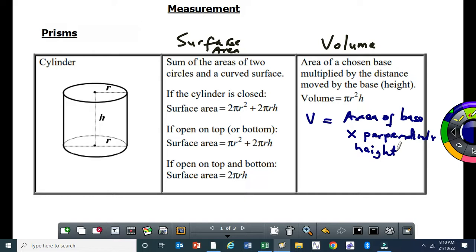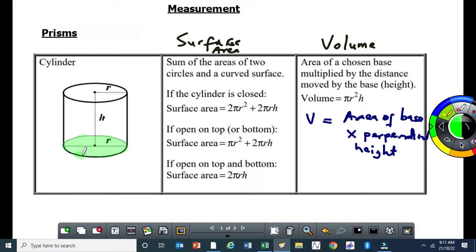Okay? A cylinder is a prism. Alright? So, when it comes to a cylinder, what is the shape of the base? It's a circle. And how do you calculate the area of a circle? Pi r squared. Don't forget that you were taught how to calculate the area of a circle in grade 8 and 9. So this is the base. It's a circle. Then we have got the height which is perpendicular to that base.